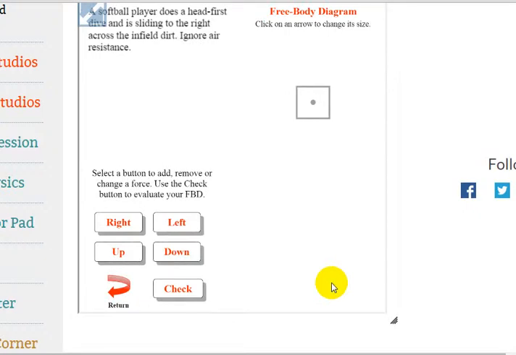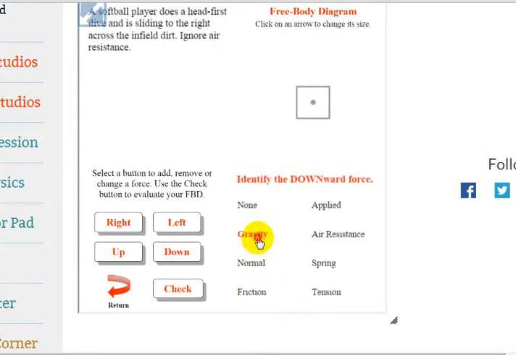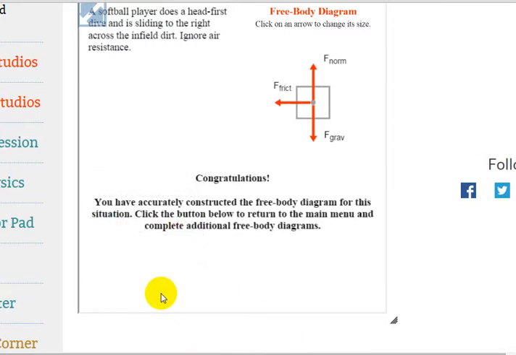And situation 12, a softball player does a head-first dive and is sledding to the right across the infield. Ignore air resistance. This is very similar to the car. So you're on the ground, so you have normal force upwards, gravity pulling downwards. You're not running to the right, you're just sliding. So to the left you'll have friction, and that should be it.